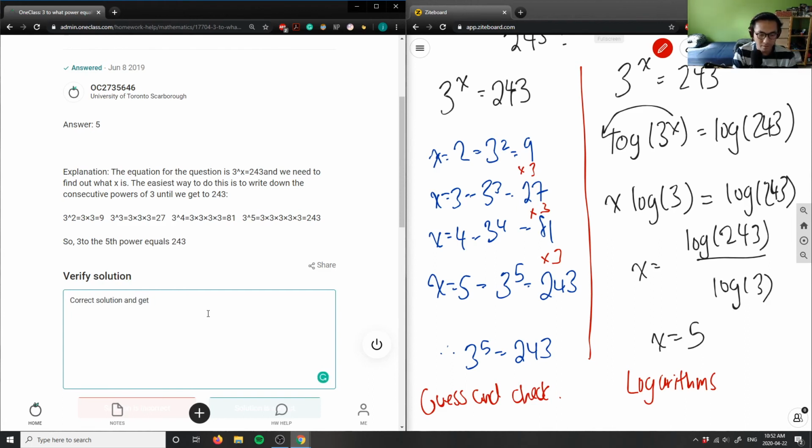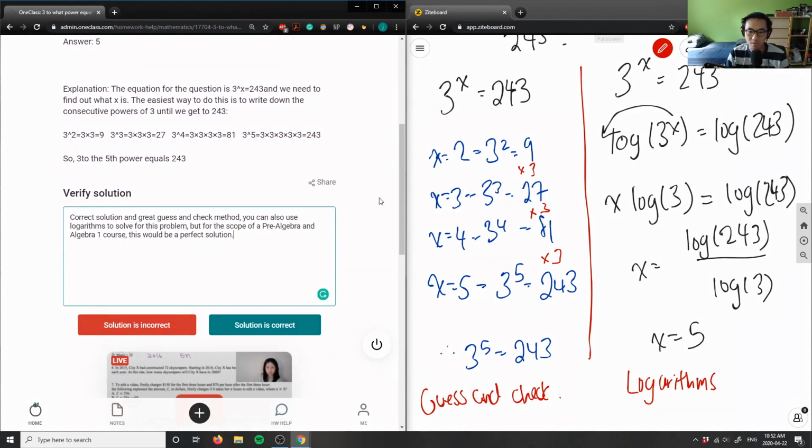And great guess and check method. You can also use logarithms to solve for this problem, but for the scope of a pre-algebra and algebra 1 course, this would be a perfect solution. Because again, as a grade 9 or as a grade 8 student, you would not know how to use a logarithm. So this solution here is correct.